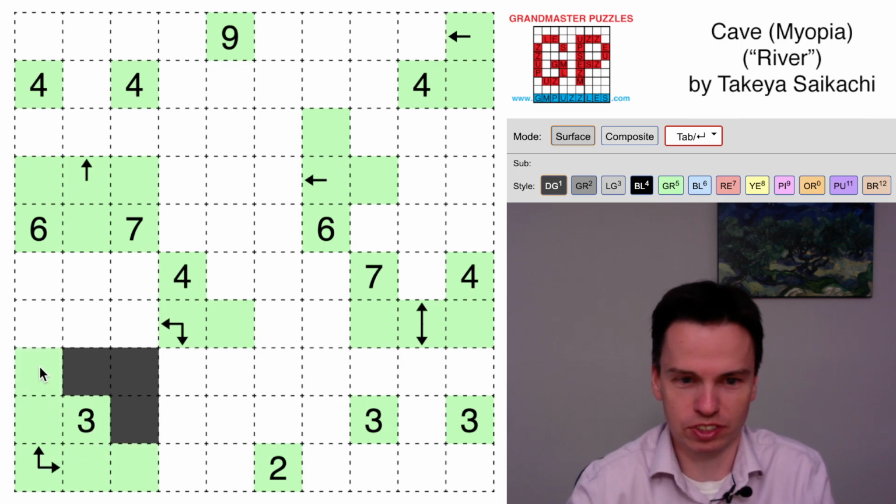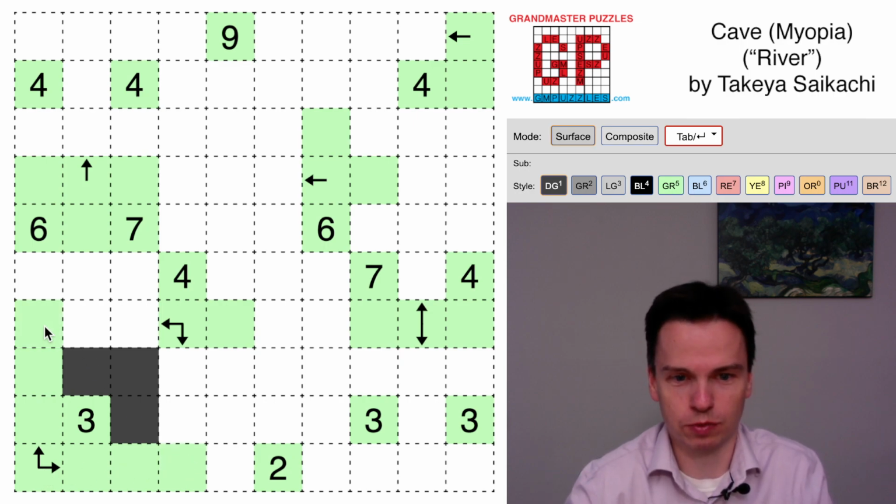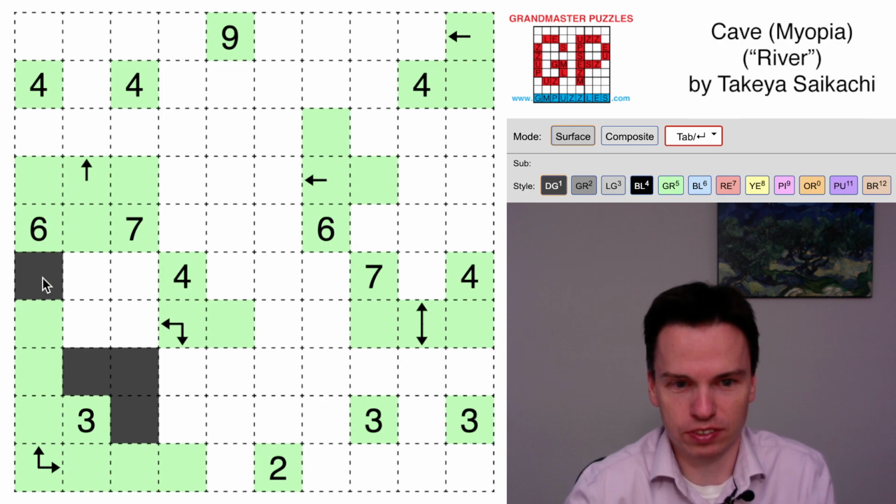It has to come through this channel or this channel to get connected, and still has to go at least 4 in this direction to make this work. That's going to make it too close to the 6 to take this cell, too close to this 2 to take this cell. So it's going to have to take this cell or this cell, which means the shaded cells around this are here and here.